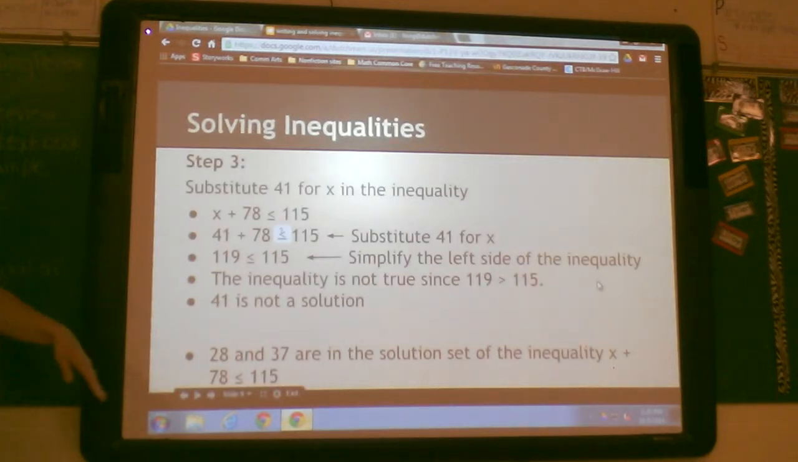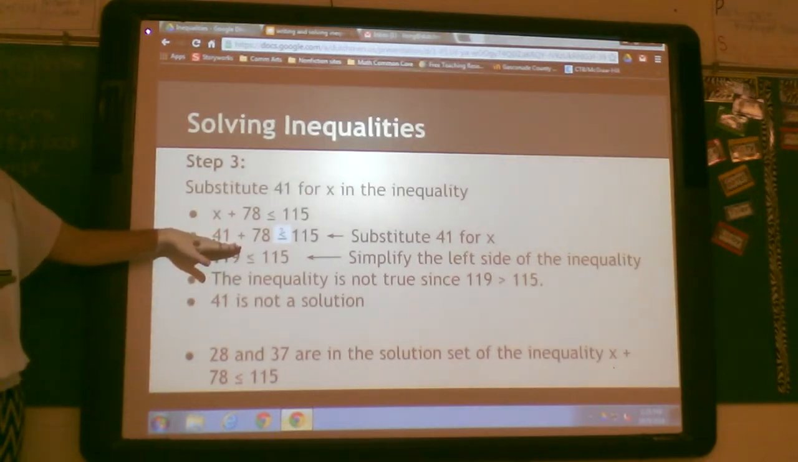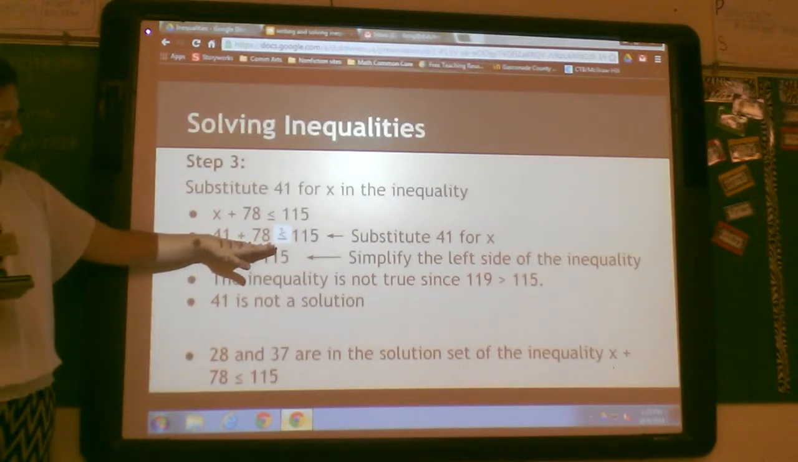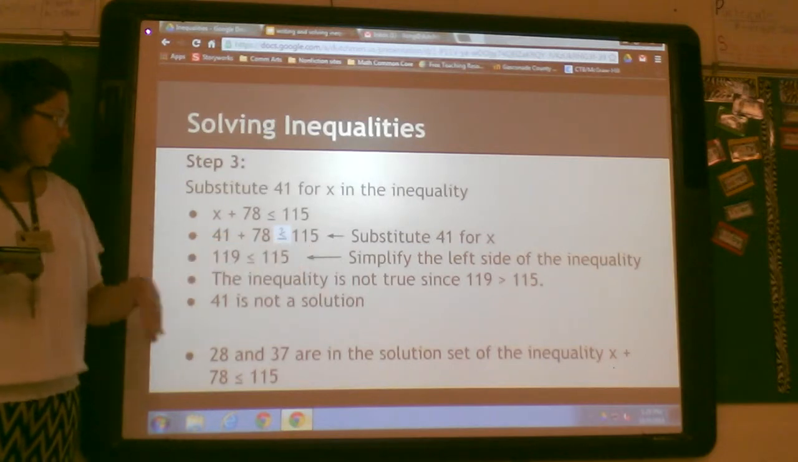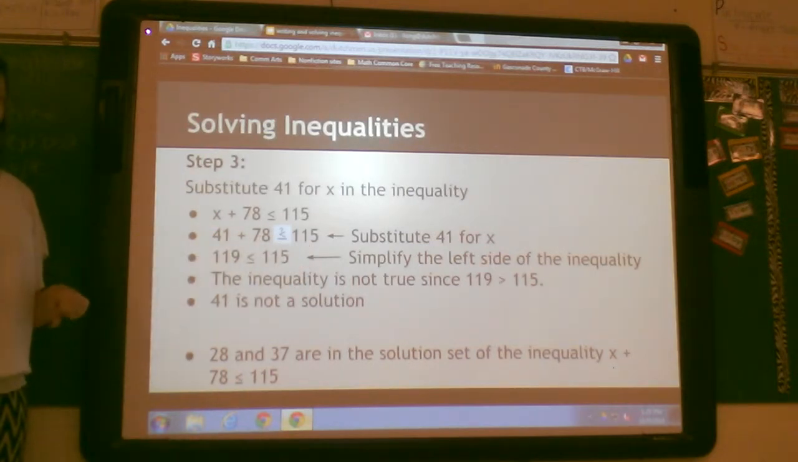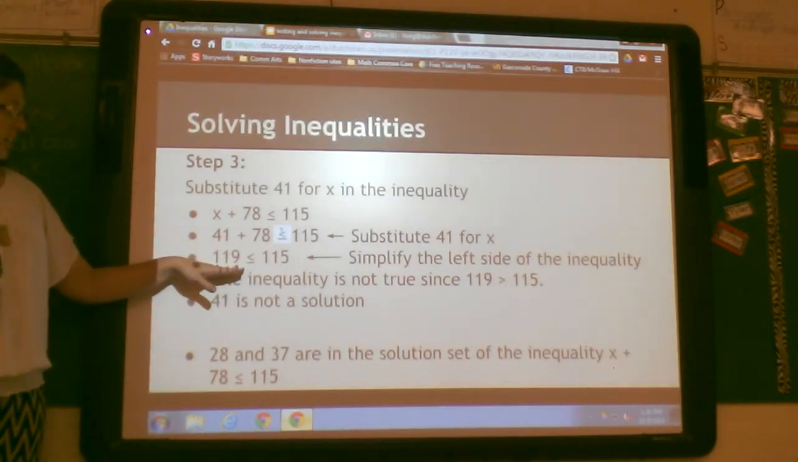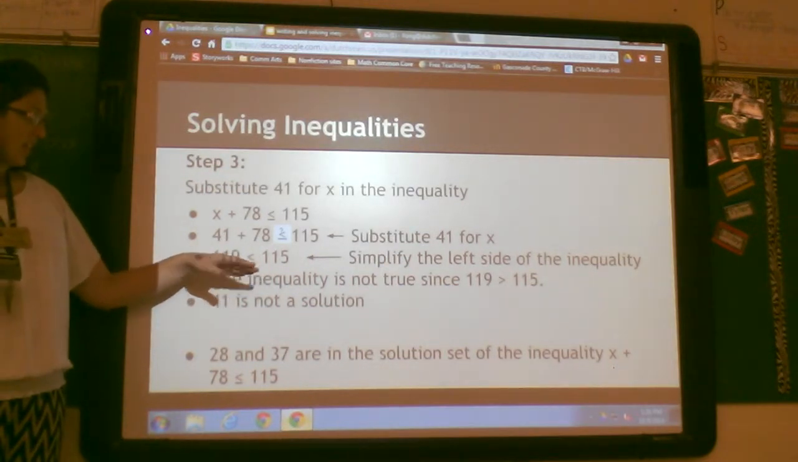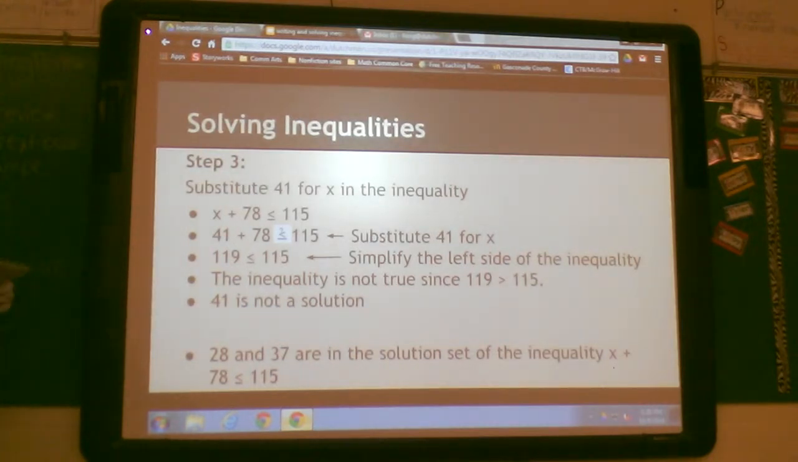And then the next step, we're substituting in our last number. So we're substituting in 41. Here we've substituted in for x, 41 plus 78. Is it less than or equal to 115? When we add 41 plus 78 and simplify it, we get 119. 119 is not less than or equal to 115, so the inequality is not true because it's actually greater than. So 41 is not a solution for this inequality.